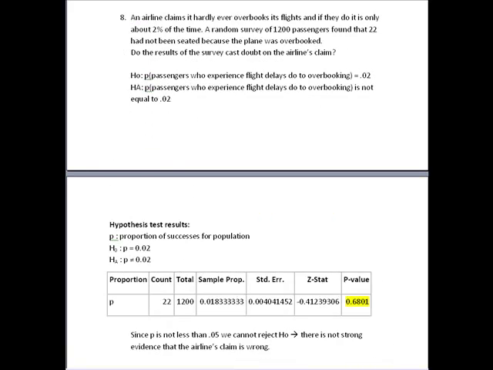Problem 8. An airline claims that it hardly ever overbooks its flights, and if they do, it's only about 2% of the time. A random survey of 1,200 passengers found that 22 had not been seated because the plane was overbooked. Do these results of the survey cast doubt on the airline's claim?